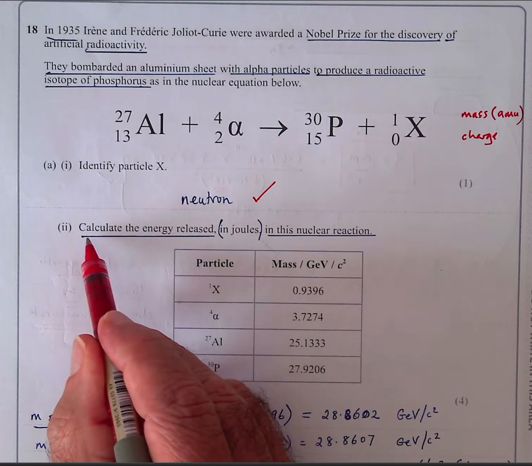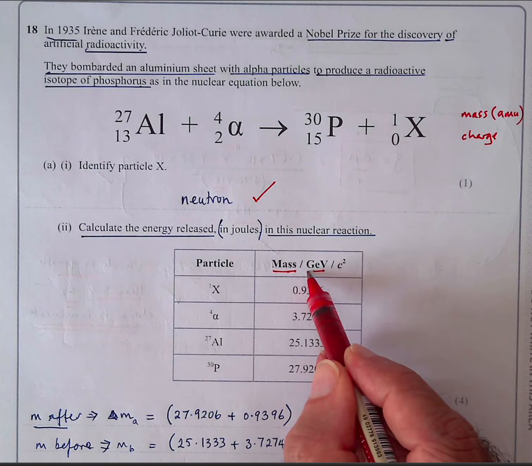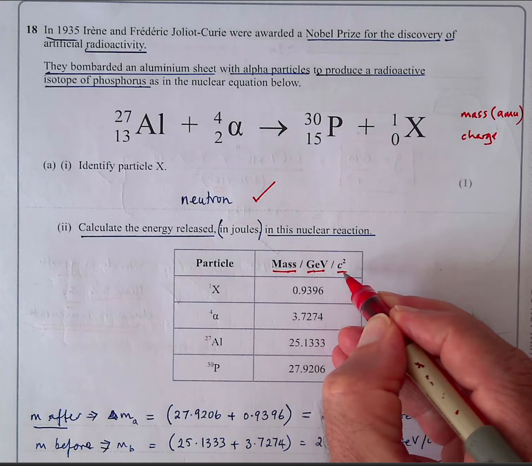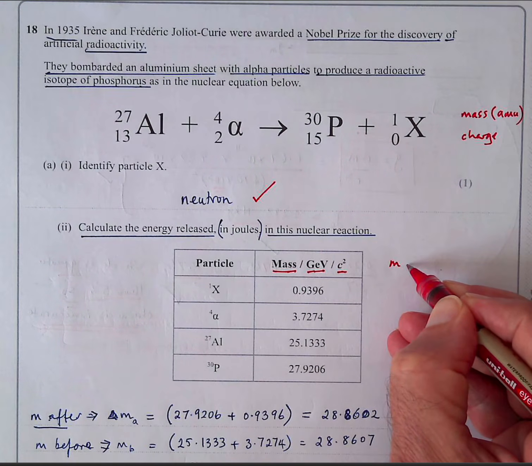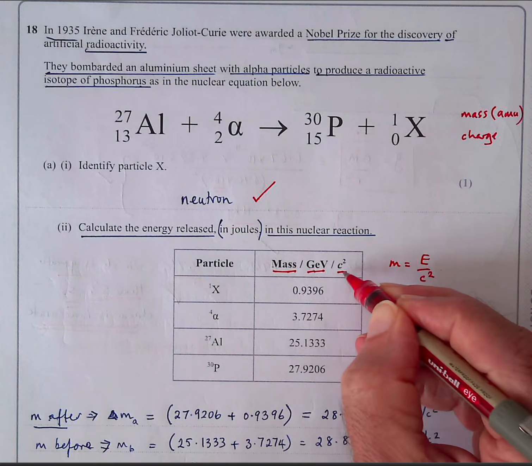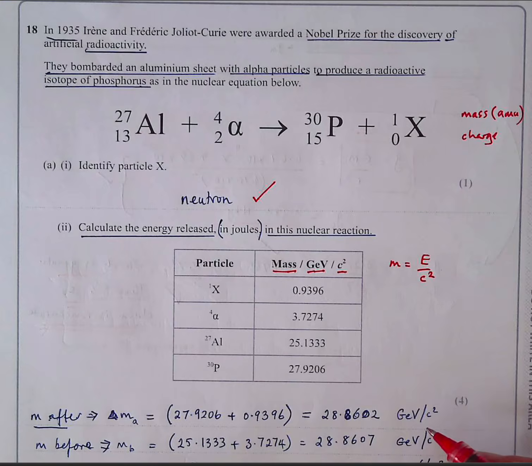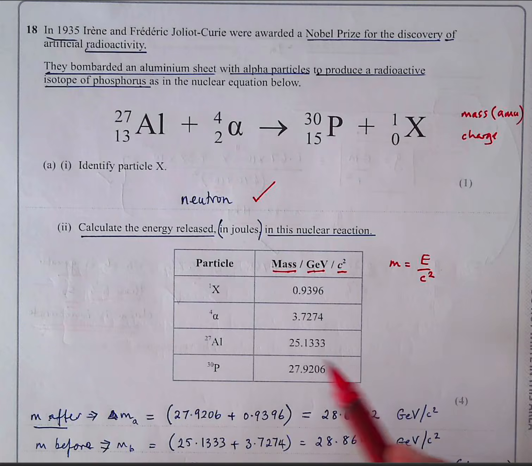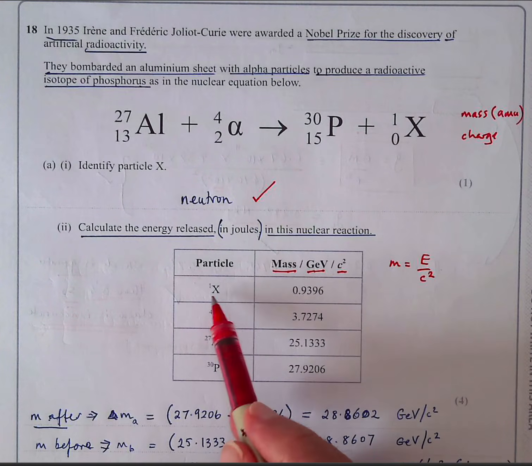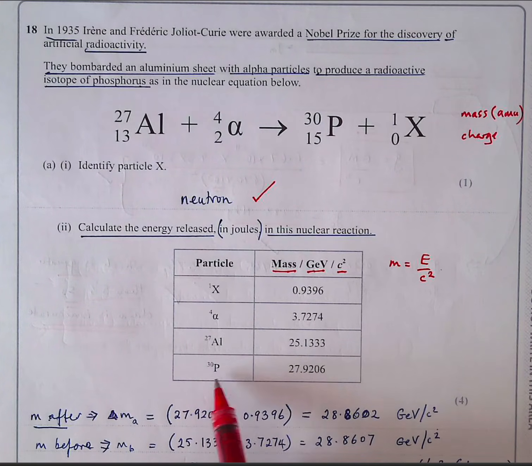They then give you the exact masses in giga electron volt units. The c squared just indicates that when you're working out m using E equals mc squared, it's E over c squared. So they're showing that you've divided the energy by c squared and given it as the electron volt equivalent of the energy. Remember, mass is just a form of energy in nuclear physics. So they've given you all the masses: the X mass, the alpha particle mass, the aluminium mass and the phosphorus mass.